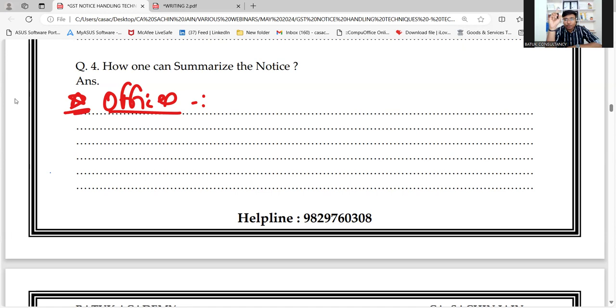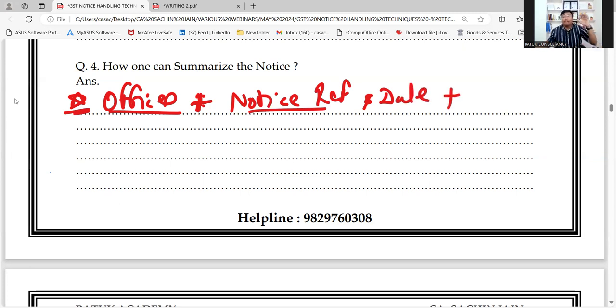Now, first we need to write the name of the officer who has issued that particular notice. Then after, we need to put the notice reference number and date, because in future whenever you track that particular notice, there is a requirement of the notice reference number and the date of that notice. There may be a situation that the departmental authority has issued the notice physically, and it gets misplaced, so where will I find it? So if there is a summary, in that case I may take care of that.